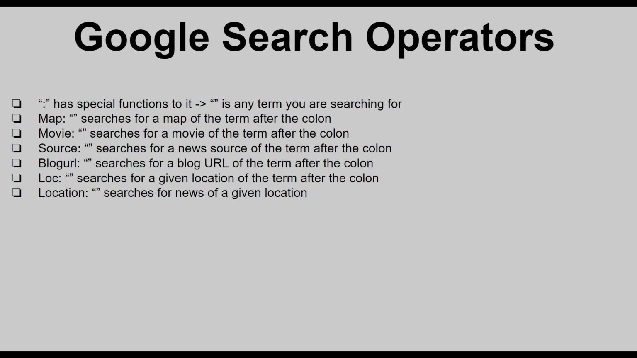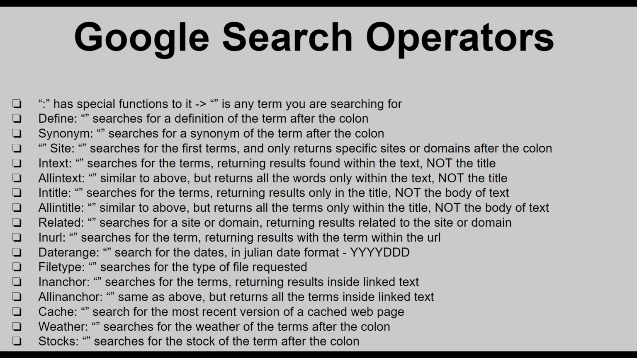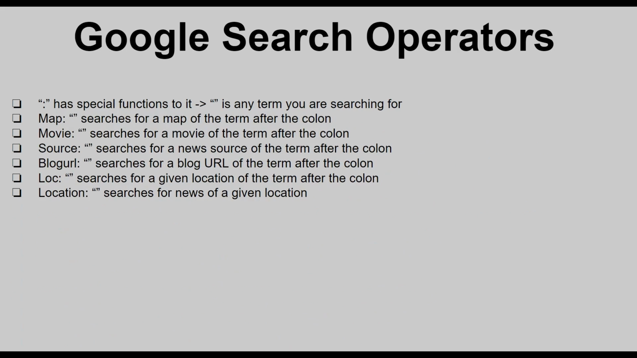Just a couple more, being blog URL. So if you're looking for some blogs or some personable articles, you can do blog URL, which will search for the blog URL or search for the term and return that in a blog URL address. And then a couple others that might work or might not are loc or location, which will search for the given location or maybe search for news of it. So these are a bunch of different functionalities you can use to refine your searches.